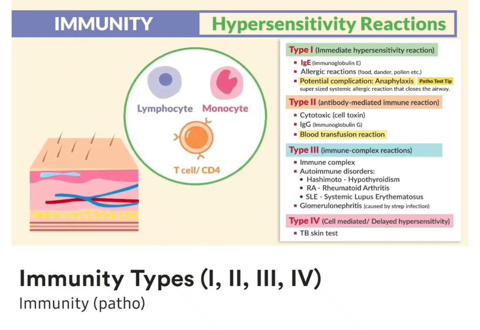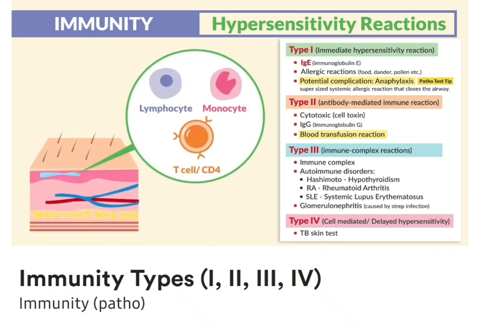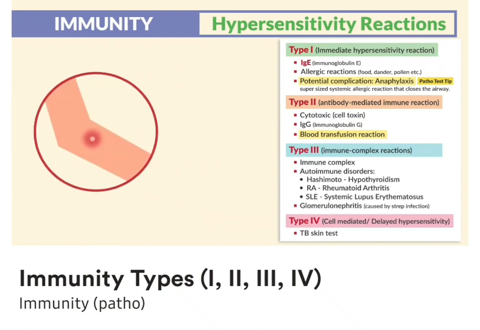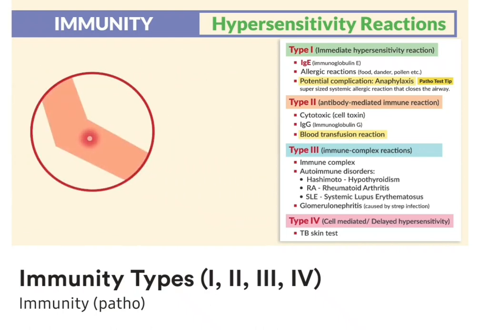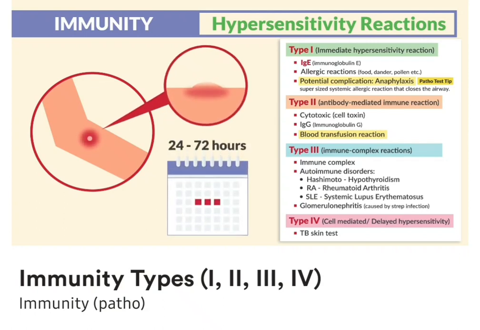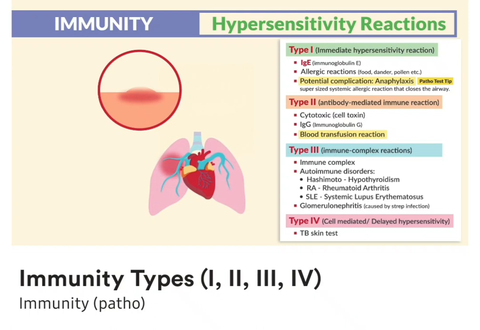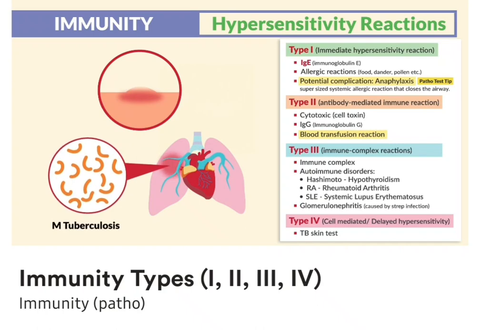So mononuclear cells accumulate in the subcutaneous tissue along with the abundance of CD4 cells, leading to an induration and a redness, developing at its peak in about 24 to 72 hours. Fancy words for a reaction that shows a small red bump showing the client has been exposed to tuberculosis.